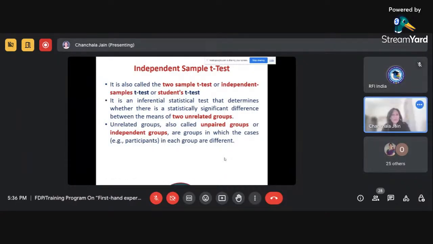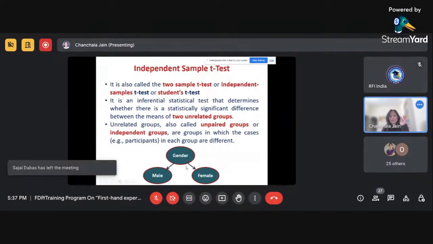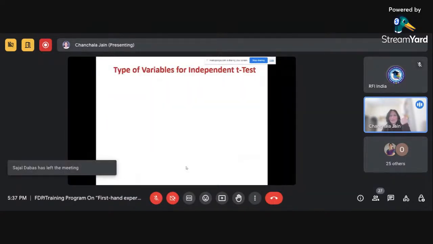Thank you, ma'am. Now, as an example, because we are talking about independent groups, I have recently given you the example of gender. In this particular FDP, if I ask how many male participants and how many female participants have joined, the classification of gender can be male and female, usually. So we can call this an independent group. Now, talking about the type of variables we need for the independent sample t-test.